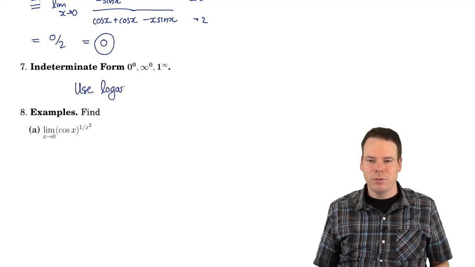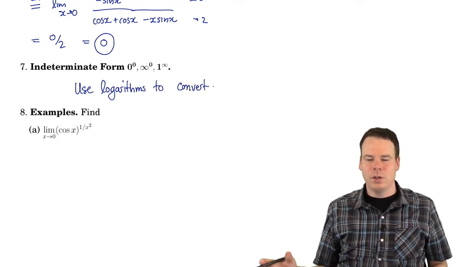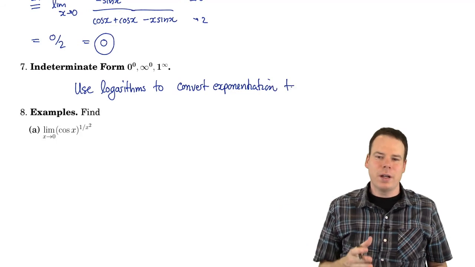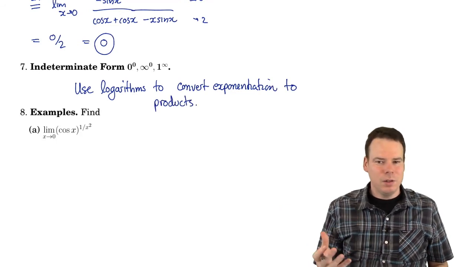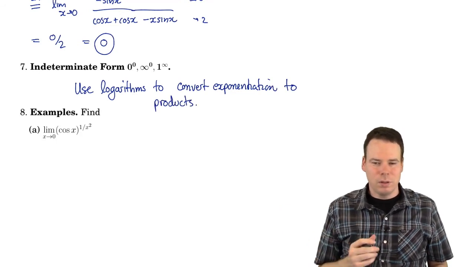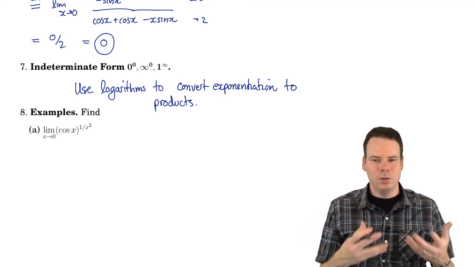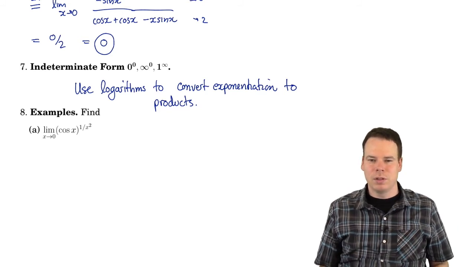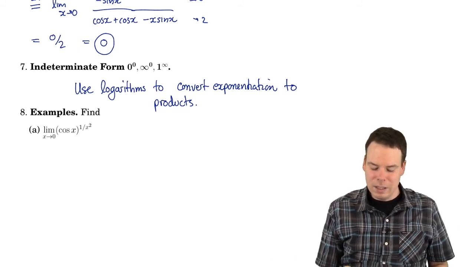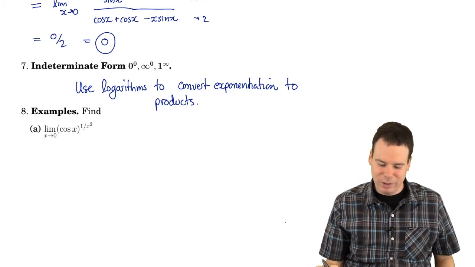Well, we can use our good old friend the logarithm, because it helps us convert exponentiation to products. And we know how to deal with indeterminate forms, which are in sort of the product form 0 times infinity, because we can convert that into a quotient and use L'Hopital's rule directly on type 0 over 0 or infinity over infinity. So that's our key here, is to use logarithms. So let's have a look at this example.